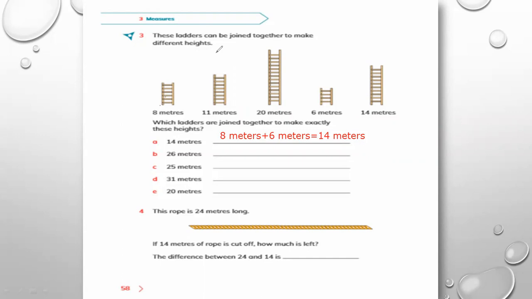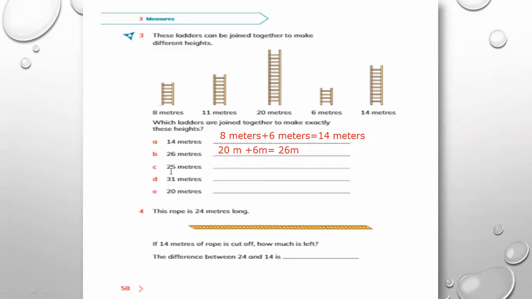So now what we are going to do, we are going to choose 20 meters ladder. I'm just writing 20M plus 6M equals 26M ladder. So when we add them, we get the 26 meters ladder.